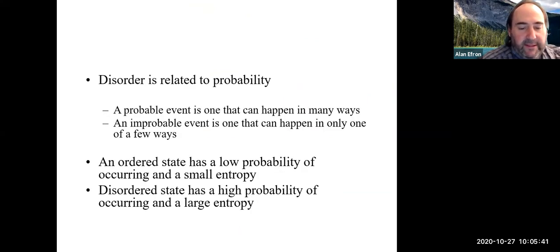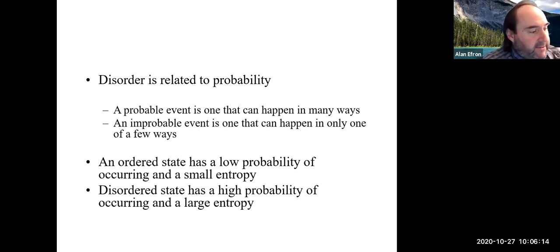So disorder is really related to probability, and a probable event is one where there are a lot of ways that it could occur. While an improbable event, there's only one way that can happen, or a few ways that can happen. So in an ordered state, there's a low probability of occurring, and it has typically a small entropy. In a disordered state, there's a high probability of that occurring, and we have usually a larger entropy.